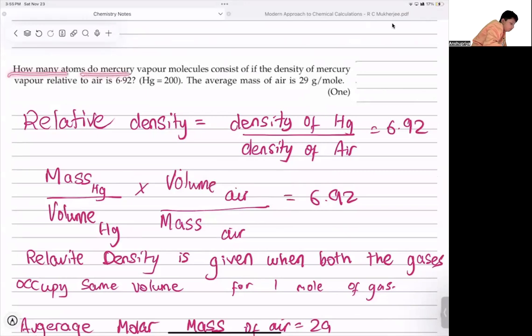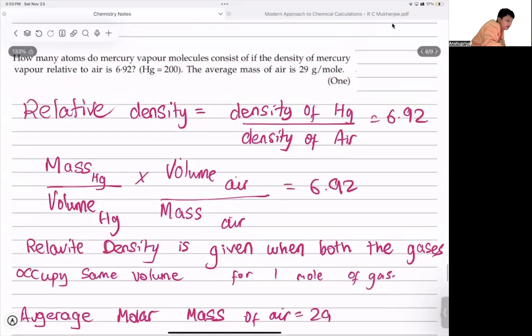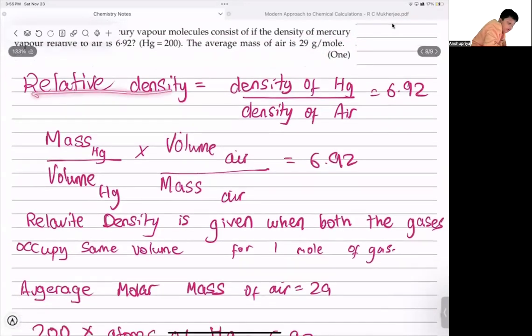How many atoms do mercury vapor molecules consist of if the density of mercury relative to the air is 6.92? Hg has a mass of 200. The average mass of air is 29 grams per mole. So what is relative density? That is the density of Hg divided by the density of air in this scenario. That is given as 6.92.